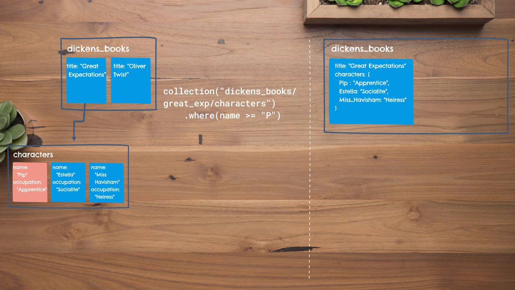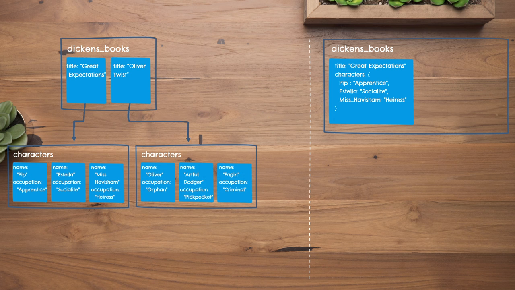With my characters in a subcollection, I could say, hey, show me every character in Great Expectations with a name that starts with P, or every character in Oliver Twist who's a doctor. And if I wanted to say, hey, show me all characters in all books named Oliver, I can now do that with a collection group query. Now this would require that I set up a collection group index for the name field in the Firebase console, and do keep in mind you're limited to about 200 of these.